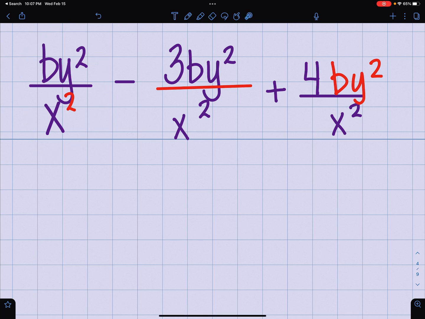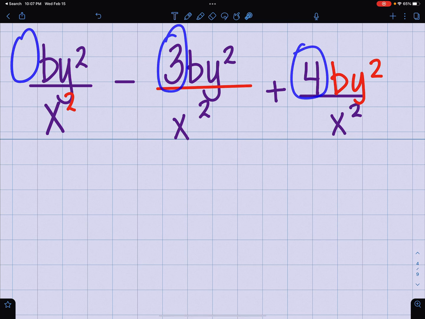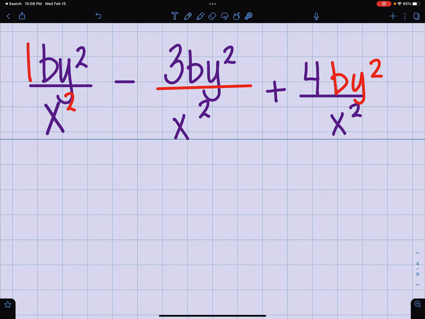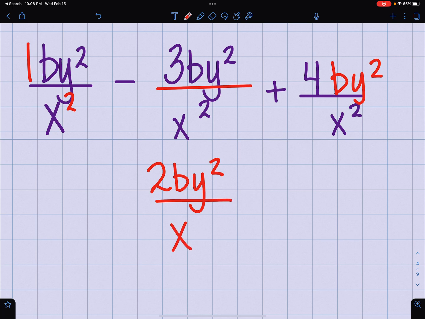So now all I need to do is add up their coefficients there, right? There's no coefficient here, but there's a 1. So we can just write a 1 there. So now we do 1 minus 3, what are we at? Negative 2 plus 4, so we're at positive 2. So the answer is positive 2 b y squared over x squared. When you add up variables, the variables don't change. You just add the coefficients, but the variables stay the same. Okay, so this is the final answer.